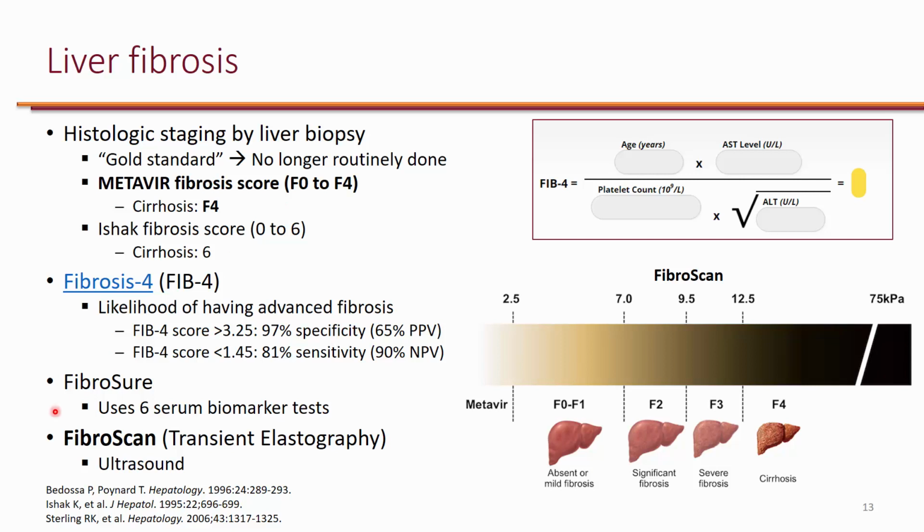Other things that we can do, especially for pharmacists, there's an equation that you can use which will give you the probability or the likelihood of having advanced fibrosis or cirrhosis.